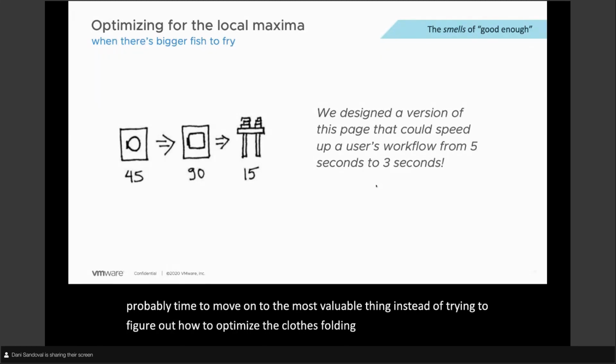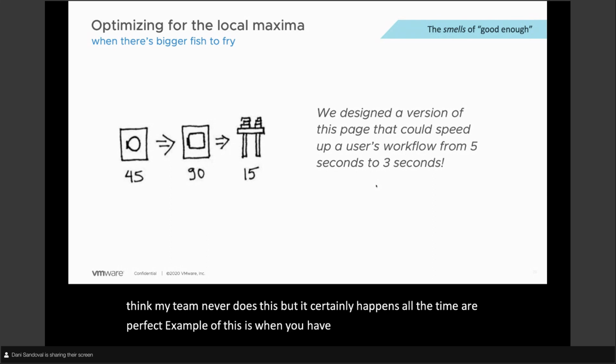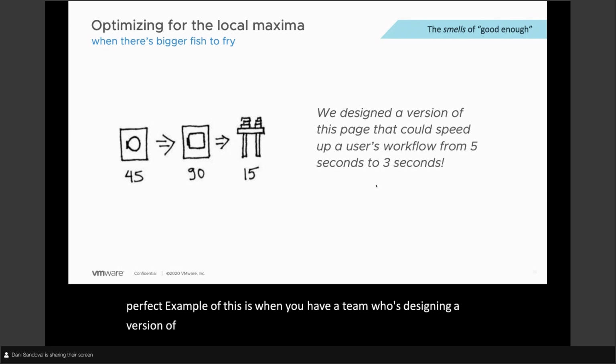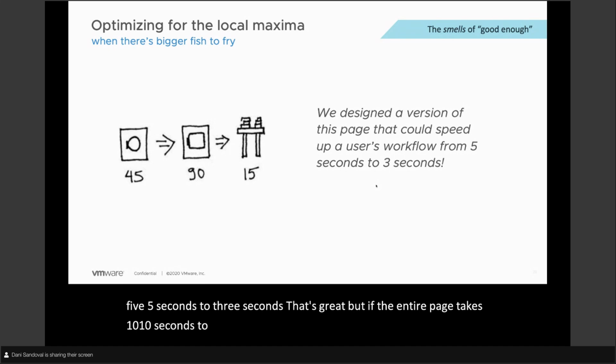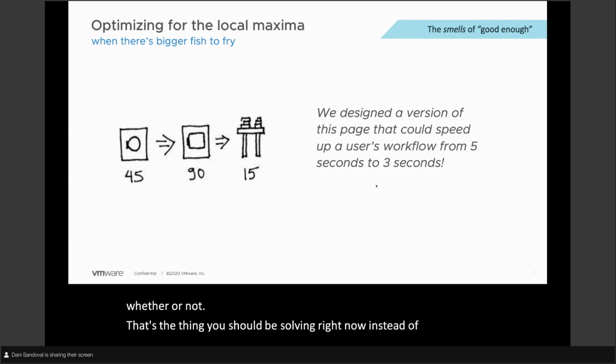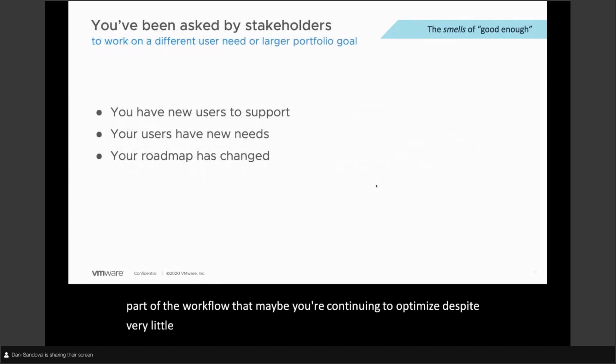Now, you may think my team never does this, but it certainly happens all the time. A perfect example of this is when you have a team who's designing a version of a page and they say, look, we've sped up our user's workflow from 5 seconds to 3 seconds. That's great. But if the entire page takes 10 seconds to load, you may need to go back and take a look at whether or not that's the thing you should be solving right now instead of a particular part of the workflow that maybe you're continuing to optimize despite very little return on investment.